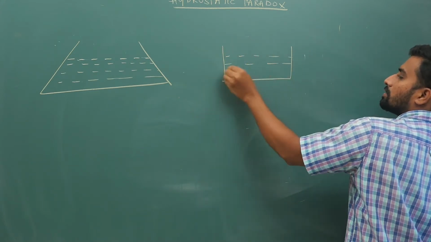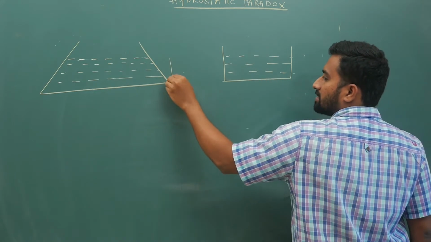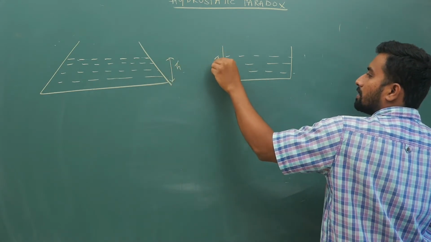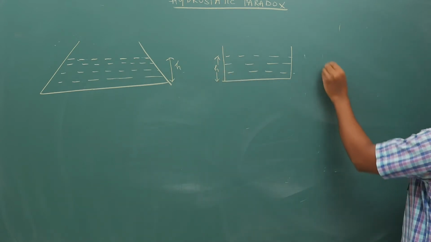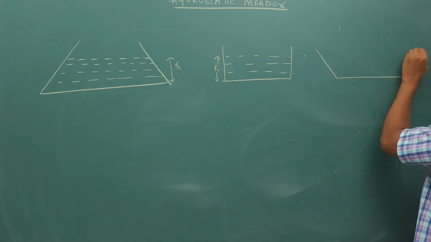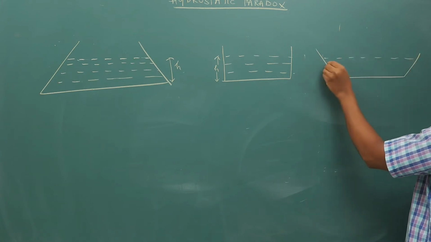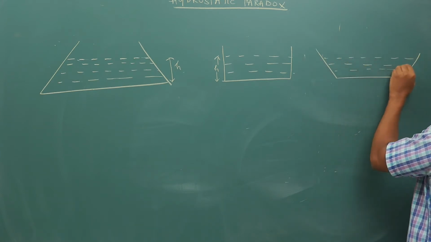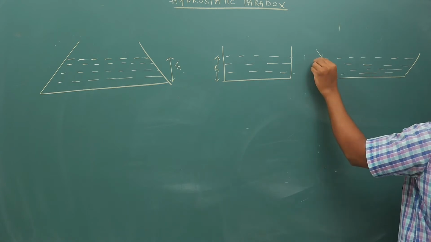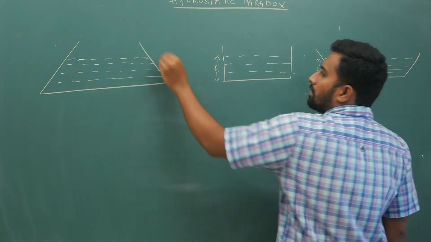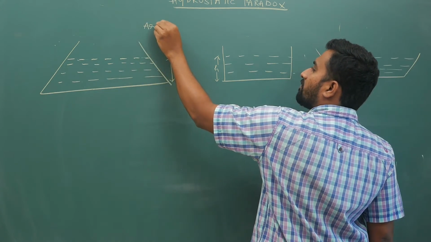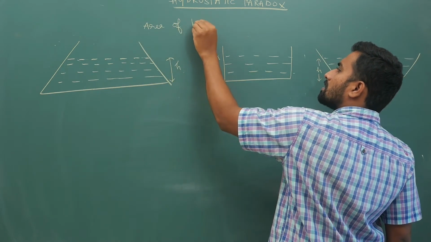In this also, liquid is filled to height h. This height is h here, this height is h here, and then you have another liquid container of this shape. The area of the base is the same in all three. Here also the height is h.